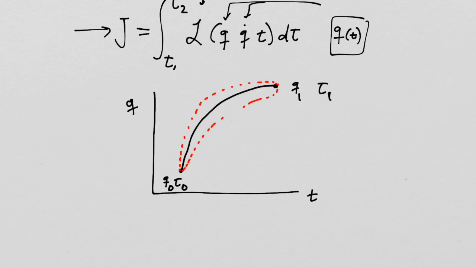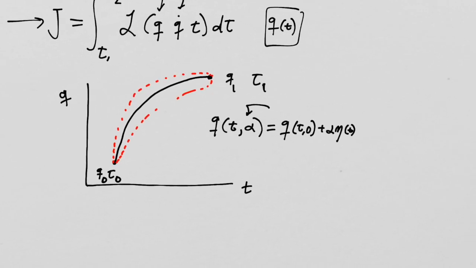So how do we quantify this? Well, we talk about Q of T as the correct path. We're going to talk about the variation being a variation by a small amount. That small amount will be captured by the value of a parameter. We'll call that parameter alpha. So Q(t, alpha) represents a variation from the correct path, a different path, and the path is somehow captured by alpha, this other parameter. And we're going to define that as Q(t, 0) plus alpha times some other function of time.